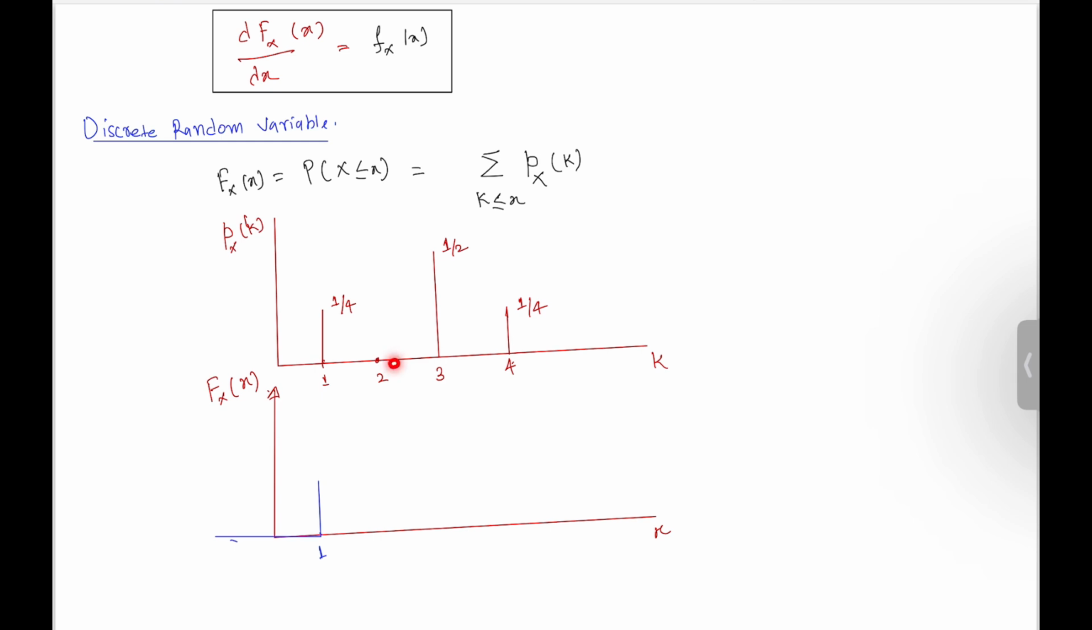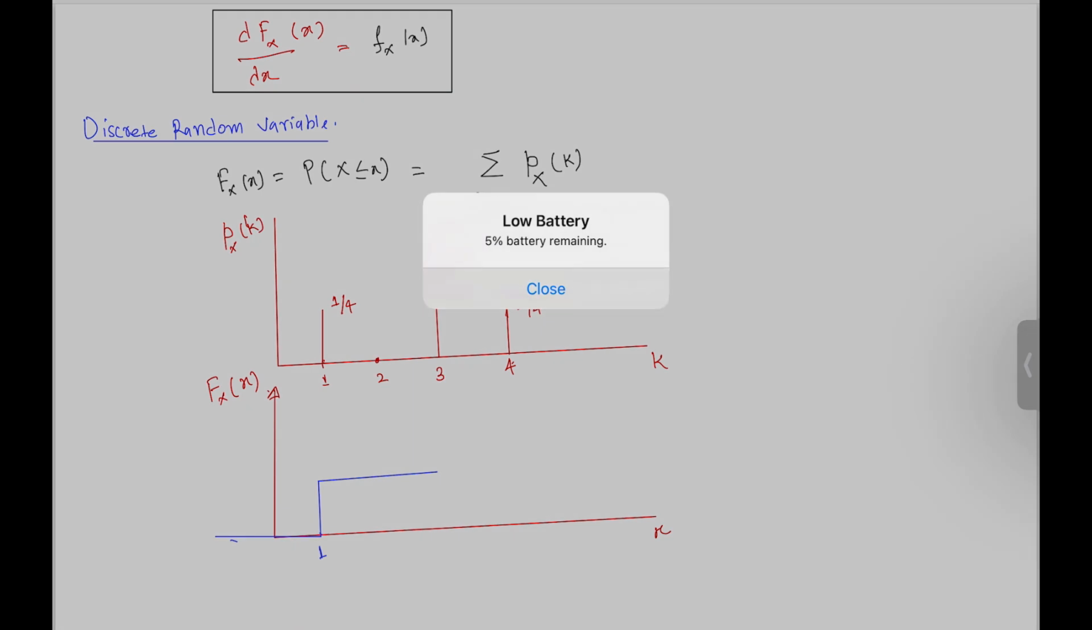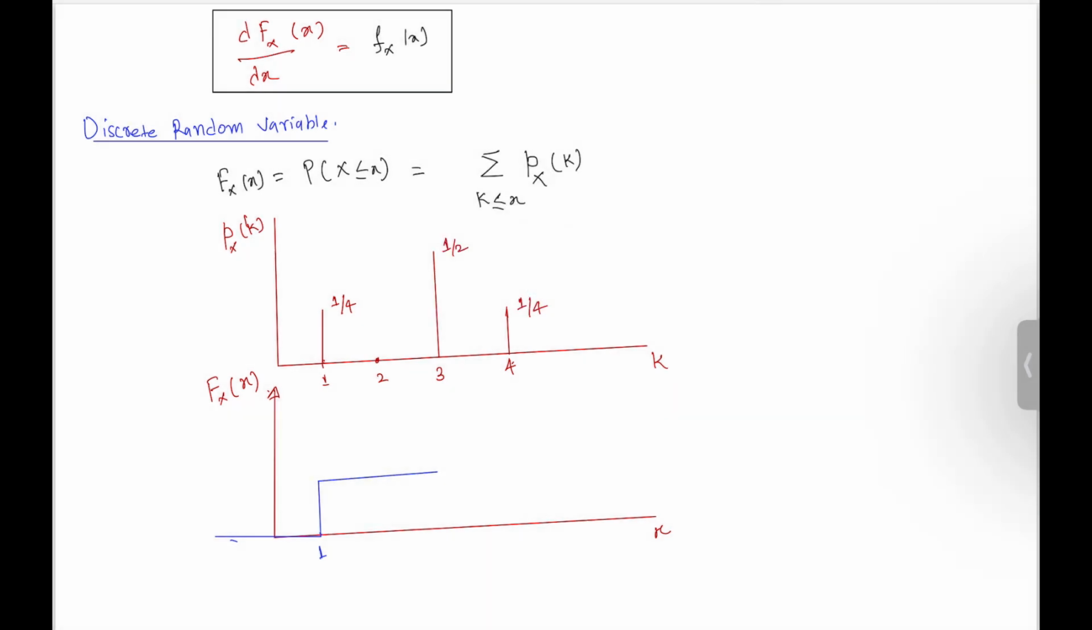And again, if you increase the x, the sum of the probabilities till this point will be 1 divided by 4. So till this point you will have 1 divided by 4, right? Because till this point how much probability are you accumulating? 1 divided by 4, right? And once you pass this point, that is 3, you will accumulate more probabilities. Now it will be 1 divided by 4 plus 1 divided by 2, that will be 3 divided by 4.